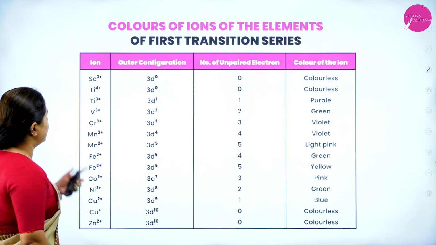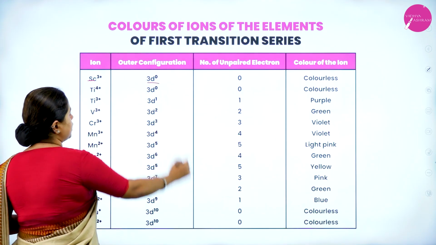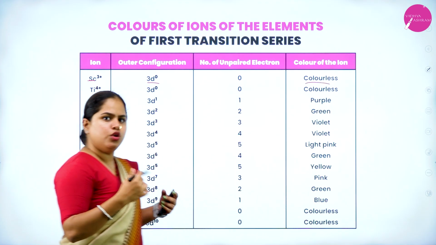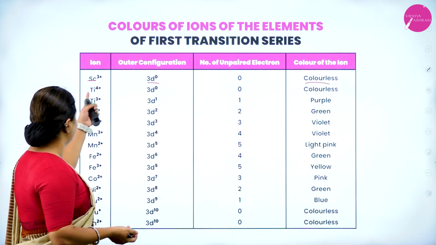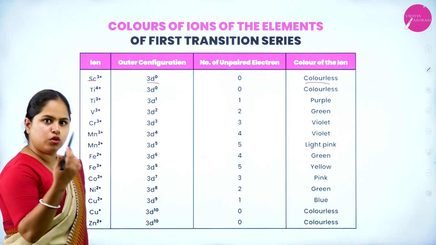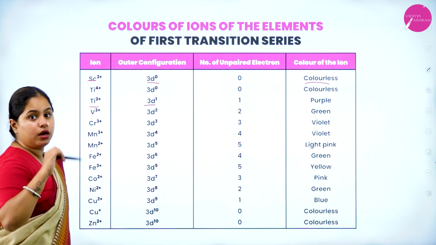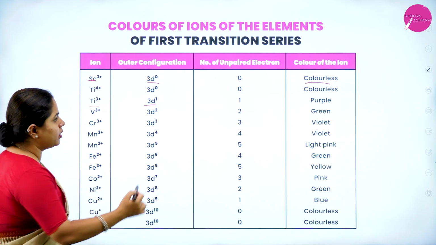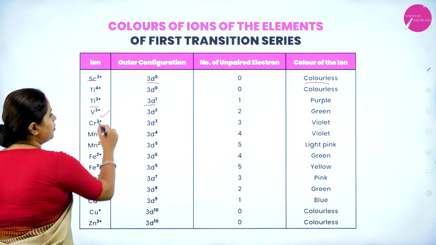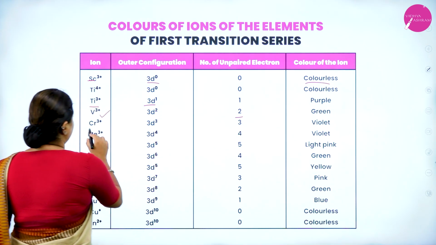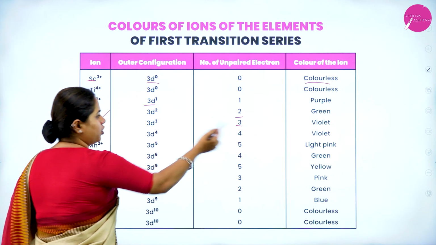You can see here itself, scandium 3 plus, it is 3d0 electronic configuration. So, of course, it is going to be colorless, right? No unpaired electrons, it is 3d0. Titanium 4 plus also 3d0, it is going to be colorless. Now, titanium 3 plus, it is 3d1. One unpaired electron. So, of course, it is showing color, it will show purple color. Vanadium 3 plus, it will show green color because there are two unpaired electrons. Chromium 3 plus, 3 unpaired electrons, violet color.